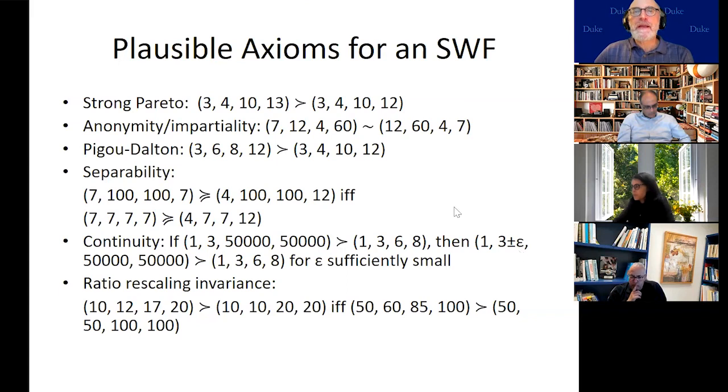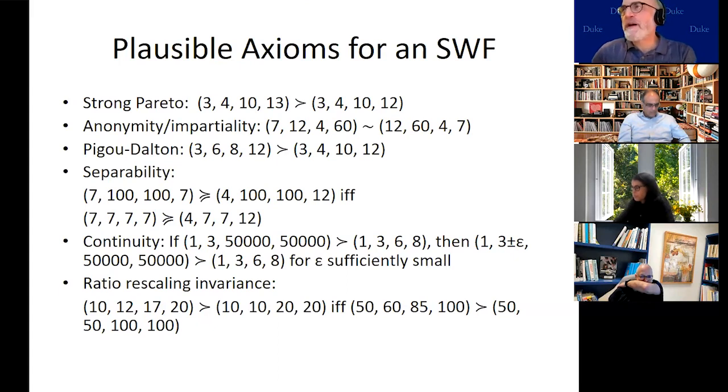Separability says basically that if there's some people who are unaffected, it doesn't matter what their well-being is. That's hugely significant in practical terms, right? So if you think about prior generations as part of the human population, whatever we do now is not going to affect their well-being. If the social welfare function satisfies separability, we don't need to worry about what their well-being level was, right?